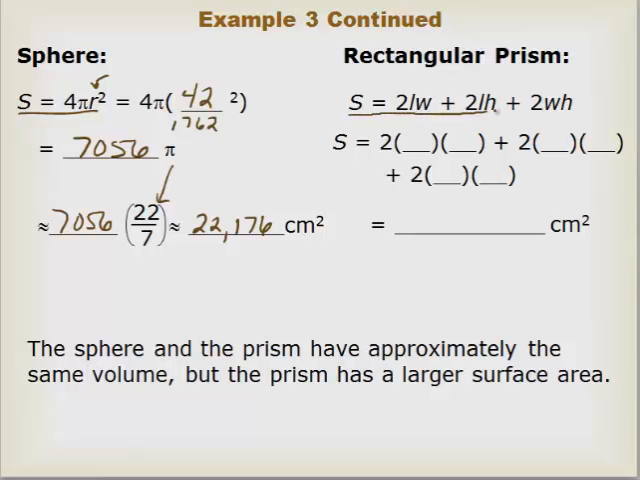Now let's look at the surface area of a rectangular prism. Notice again, first step, write down the formula: 2 times length times width plus 2 times length times height plus 2 times width times height. Order of operations, so you do all the multiplication first, and then you add them together, and you see that this area is 28,896 centimeters squared. So the sphere and the prism have approximately the same volume, but the prism has a larger surface area.